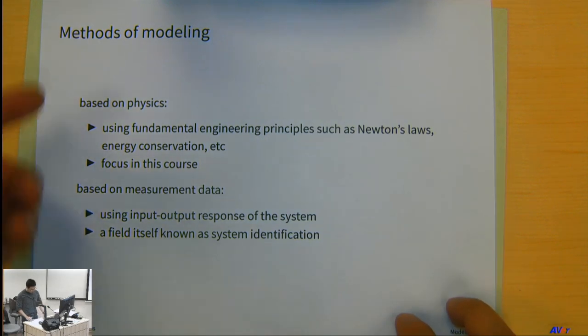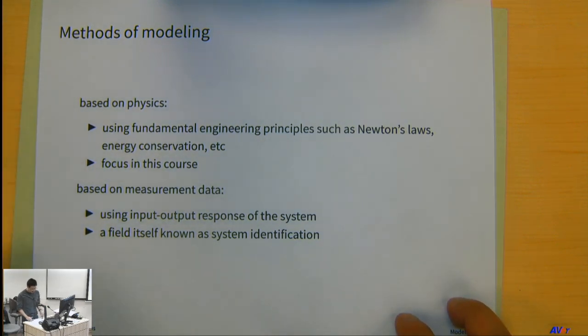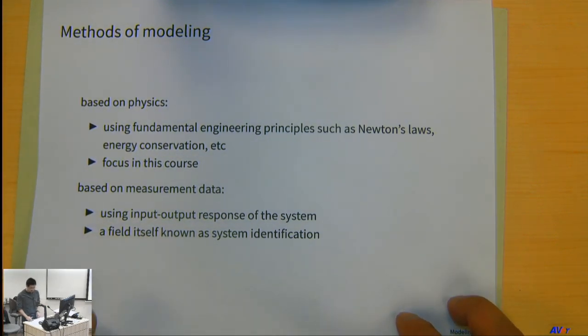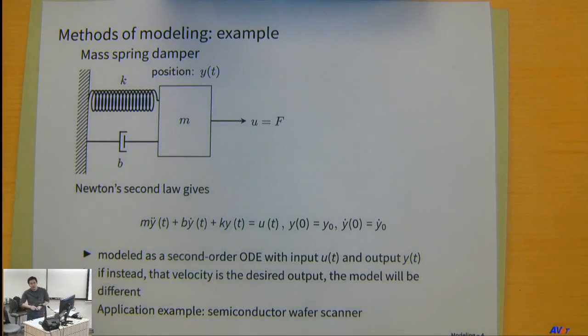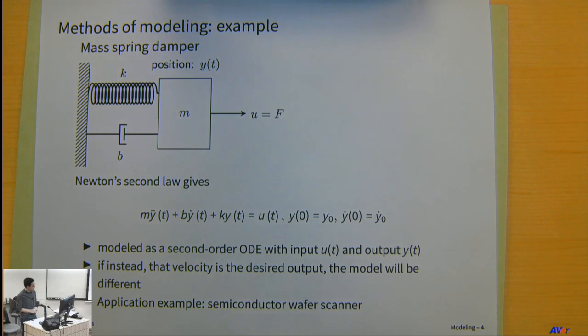So there are two classes of modeling, either based on physics or based on measurement data. Sometimes these techniques are combined. Sometimes I try my best to build physical insights into the system, and then for the little things that I'm not sure about, I use data and measure the response to figure them out. All right? Let's do one example.